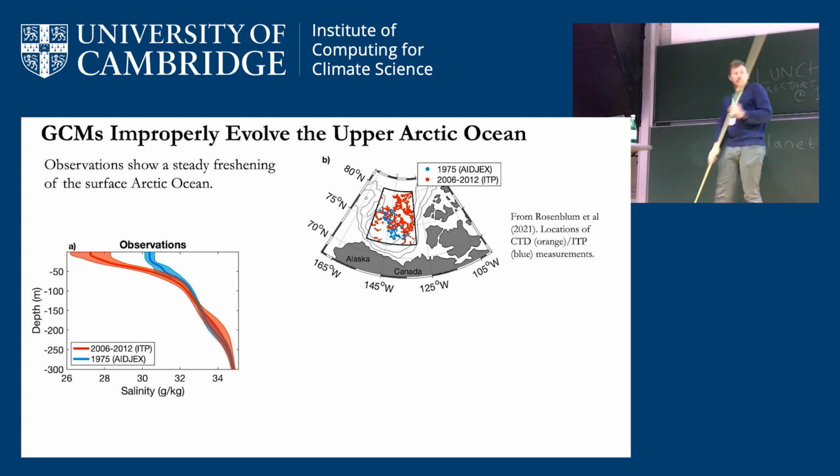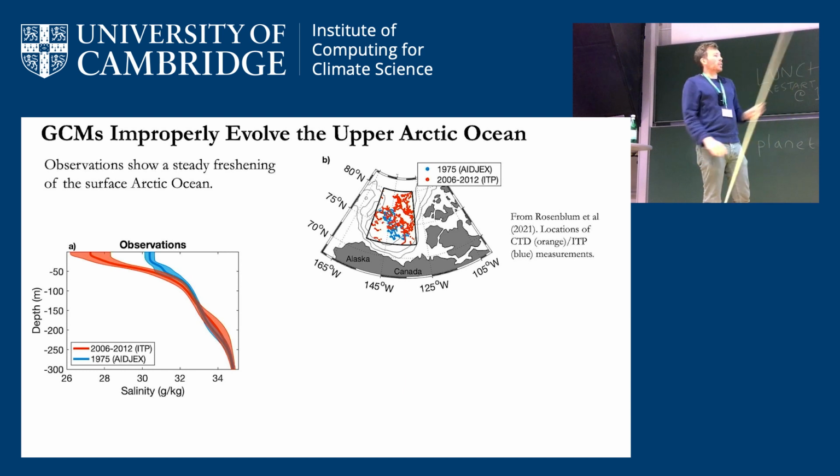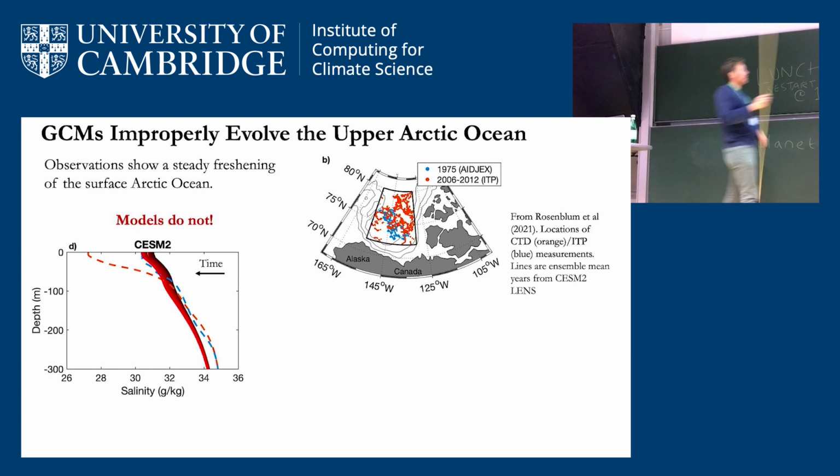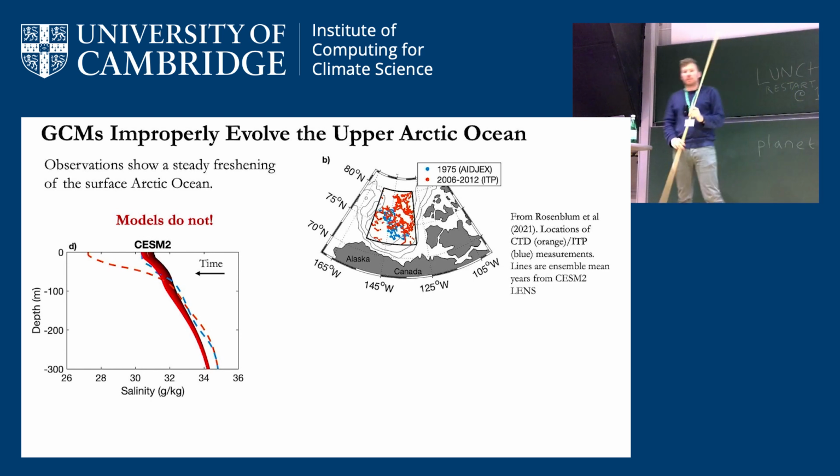And so what you can see is something we know has happened, which is that the surface of the Arctic Ocean has freshened. There's a few reasons for that. One of them is sea ice melting. One of them is river changes. One of them is the spin-up of the gyre circulation in the Beaufort Sea. Models don't do that. So these dashed lines are the average of those observations. The models tend to just float along happily, slightly freshening everywhere.